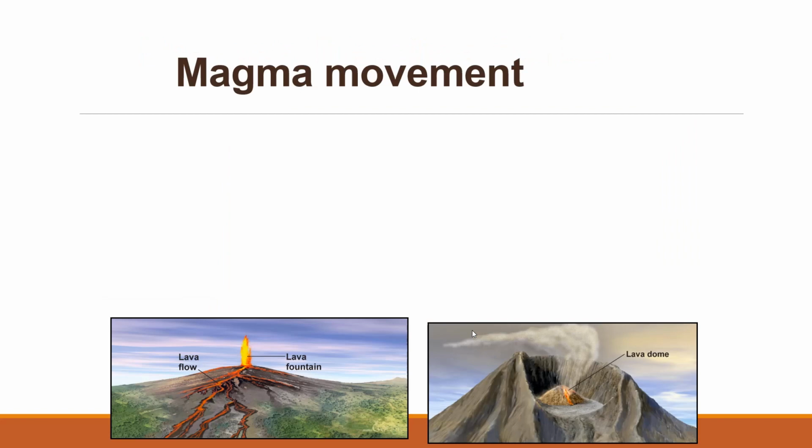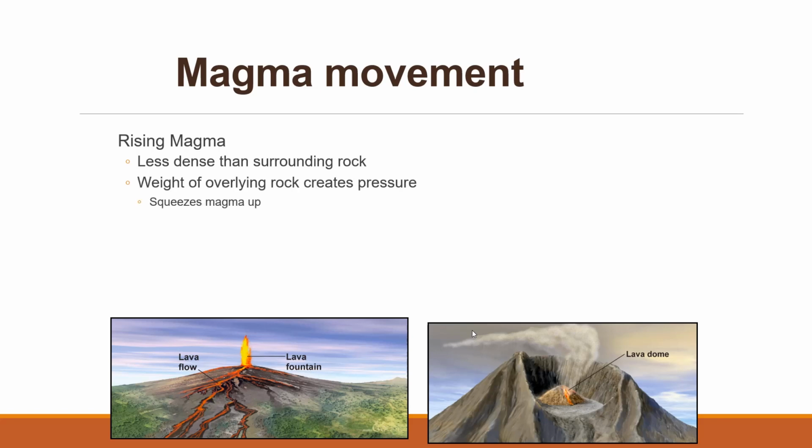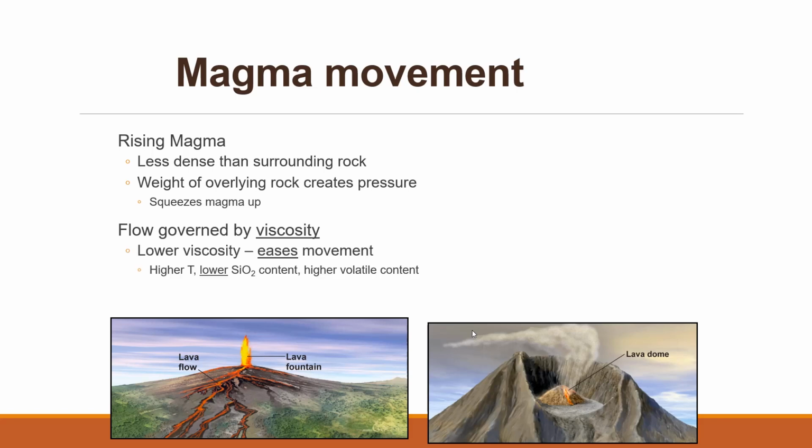Magma moves because it is fluid. So we will have the magma rise because it is less dense than the surrounding rock. The weight of the overlying rock also forms pressure, so it squeezes it up like a toothpaste tube. How easily this happens is going to be determined by the viscosity. Things that have low viscosity flow easily, so you don't create a lot of pressure. Things that have high viscosity don't want to flow, so you create lots of pressure. So the lower the viscosity, the easier the movement.